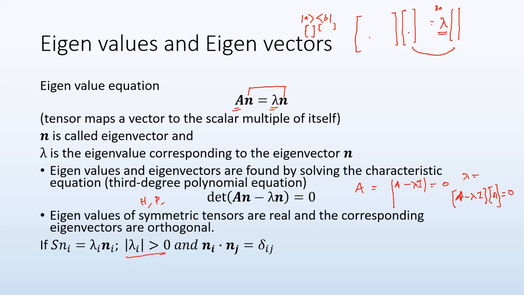Therefore, the modulus of λi also always has to be greater than 0, and its eigenvectors will be orthogonal to each other. So its eigenvectors, say ni and nj, will satisfy ni · nj = δij. They will be orthogonal to each other.